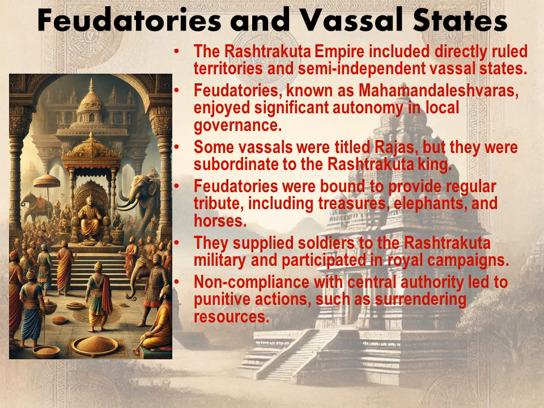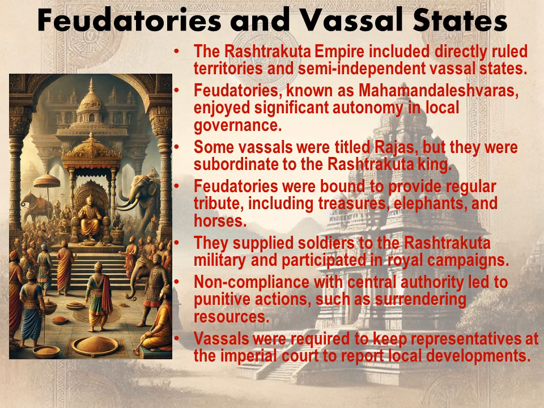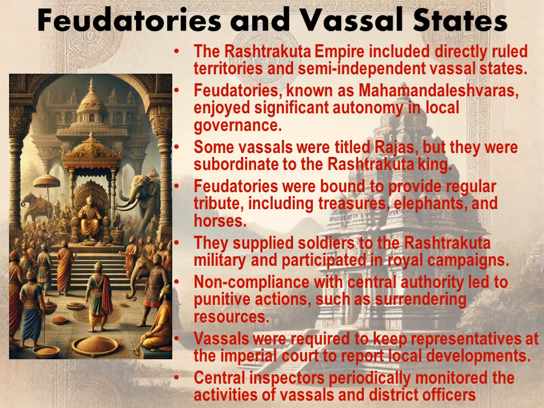Non-compliance with the central authority led to punitive actions such as surrendering resources. Vassals were required to keep representatives at the imperial court to report local developments. Central inspectors periodically monitored the activities of vassals and district officers.